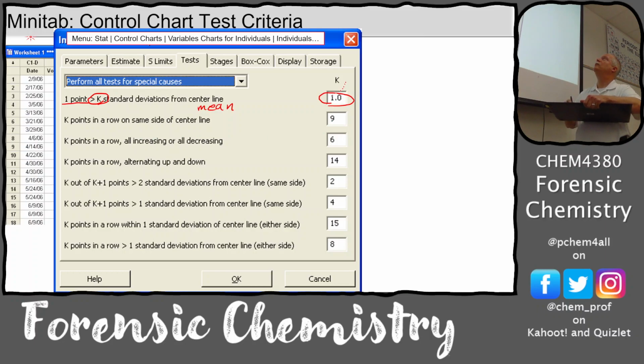You could change this to 2, you can change it to 3, and so on. In our process, it's going to be 2. You could do 1.96 if you wanted exactly the 95% confidence interval.